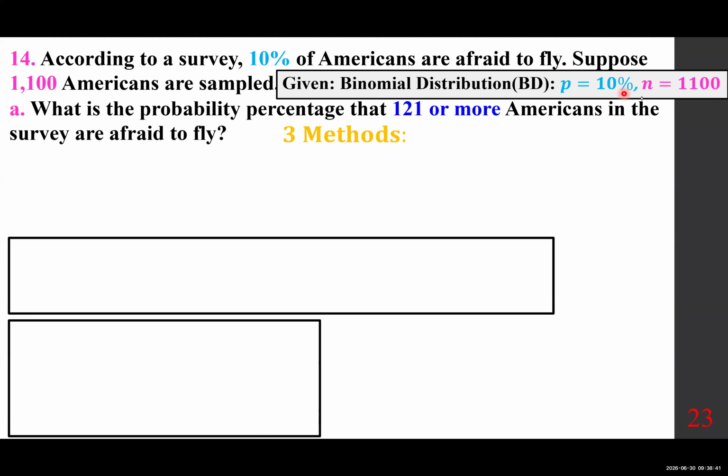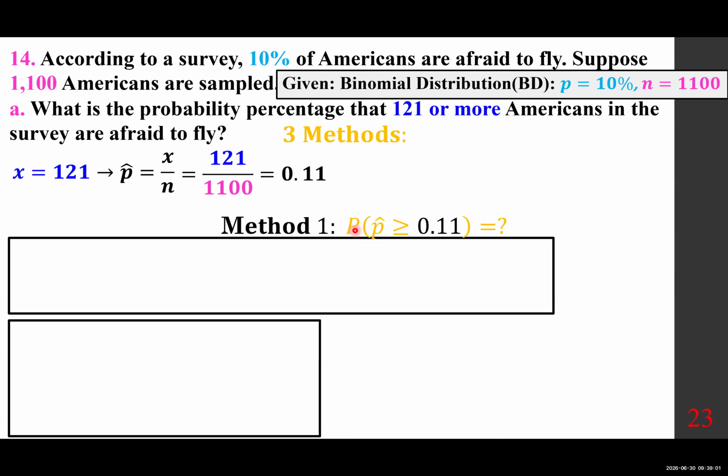So we're going to look at different methods. 121 or more, x is 121. So p hat is x over n, 121 over 1100. That means 0.11. And we want the probability of p hat larger than or equal to 0.11. Okay.